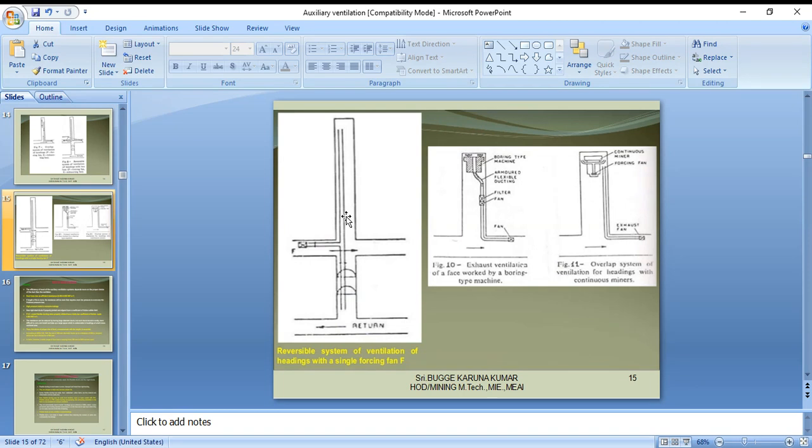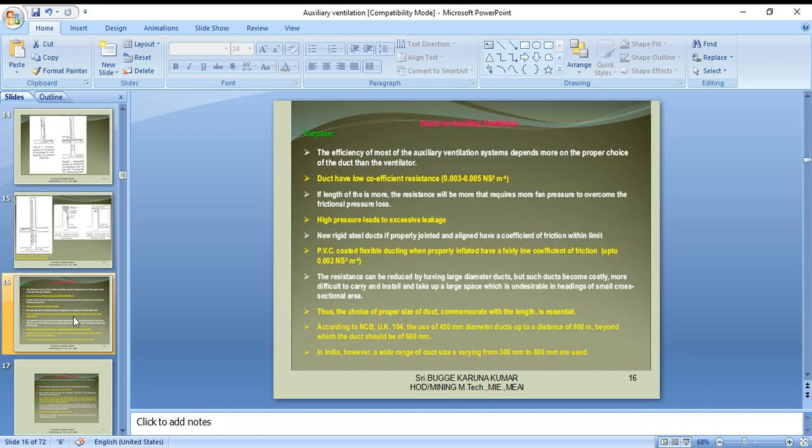This is the duct. They have a specified diameter, and also the material. Also, some flexibility is there. Some fixed iron type of material is also used. So the efficiency of most auxiliary ventilation systems depends on the proper choice of the duct rather than the ventilator. Ducts have a low coefficient of resistance. So this is also very important.